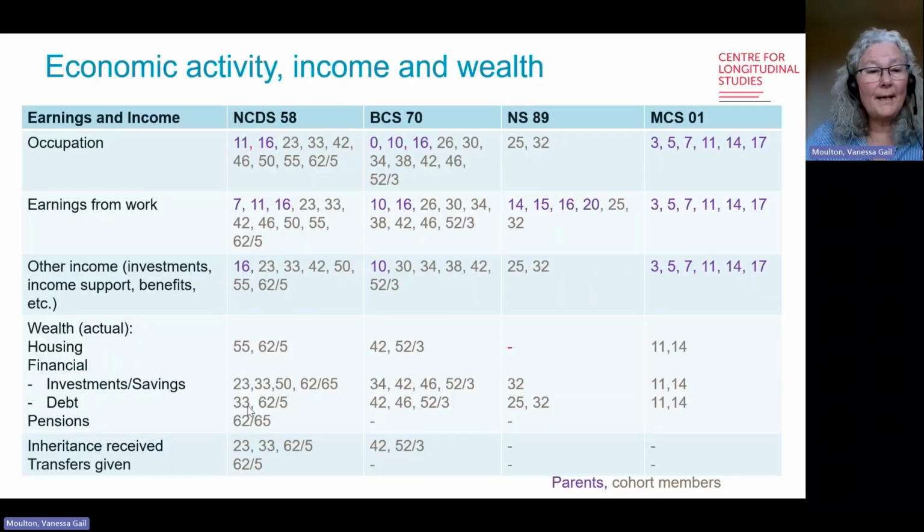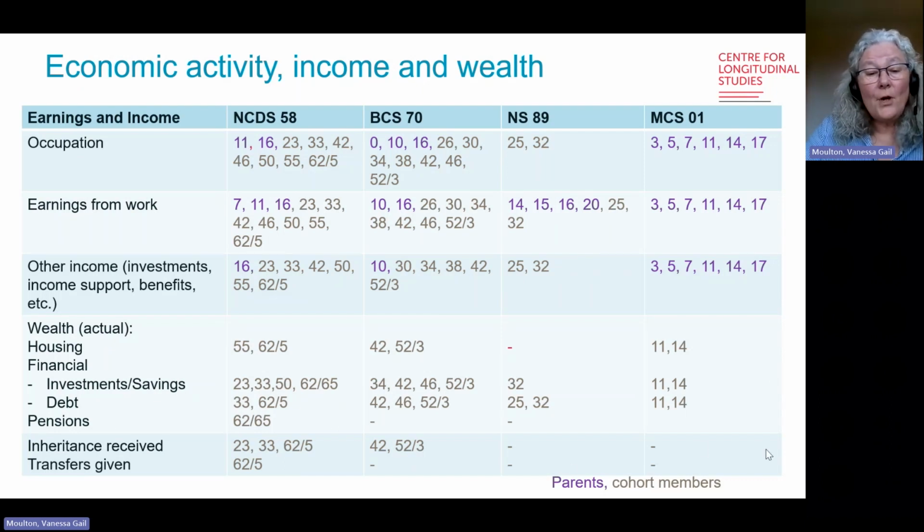So first, I'll focus on economic activity. So here are basically the columns and they tell you at what ages these measures have been collected. So we'll start off with occupation. So occupation of the parent in childhood, and then the cohort member as they obviously start working. And this has been measured at most sweeps, and this allows for us to code things like social class and standard occupational classification. We also have data on employment histories across the life course.